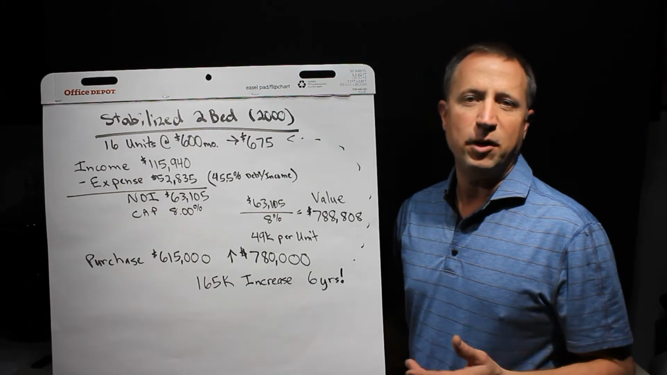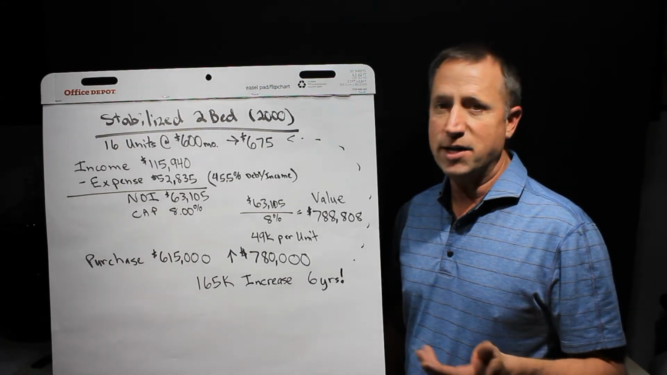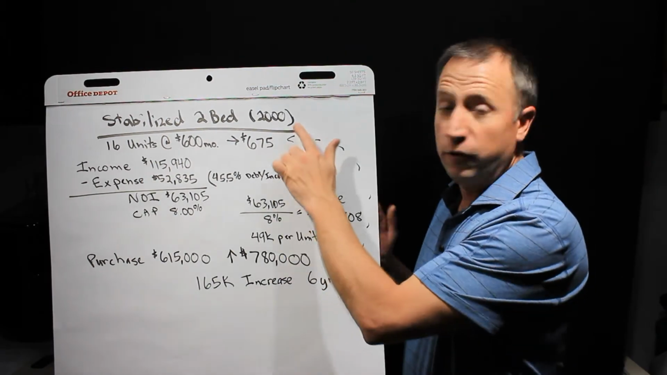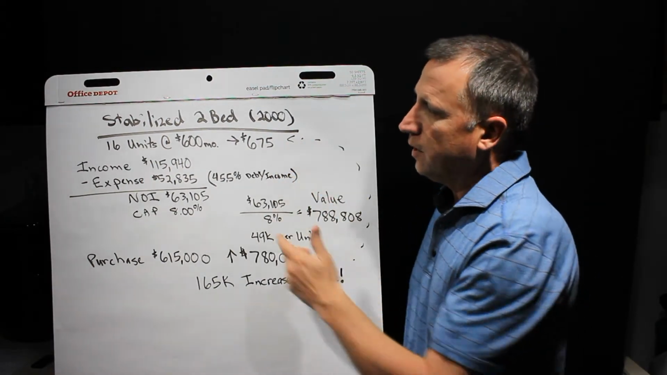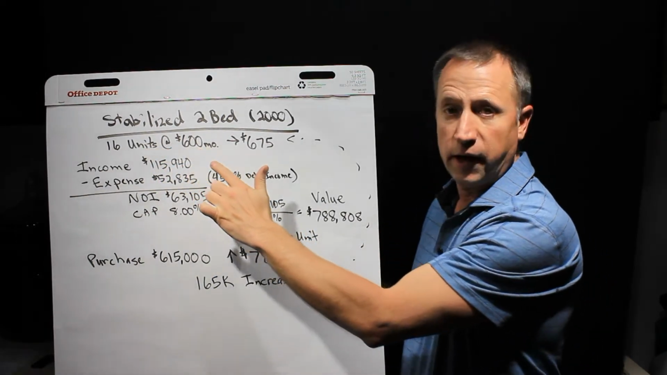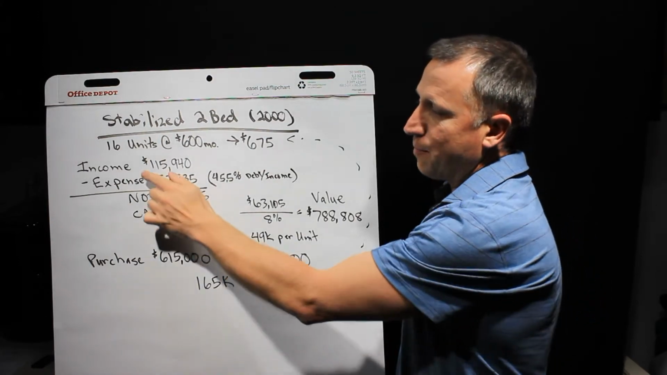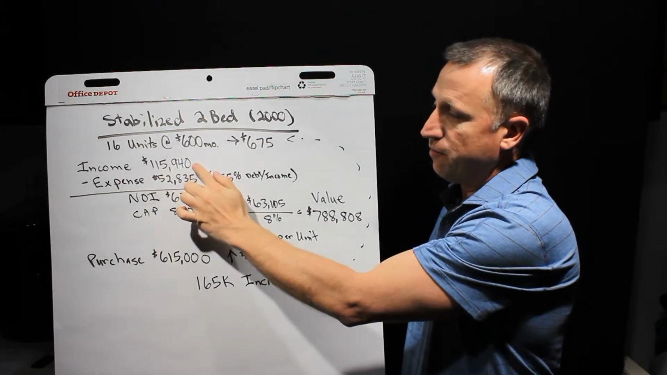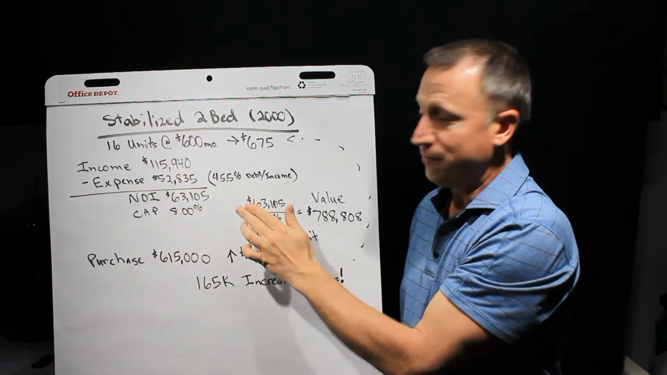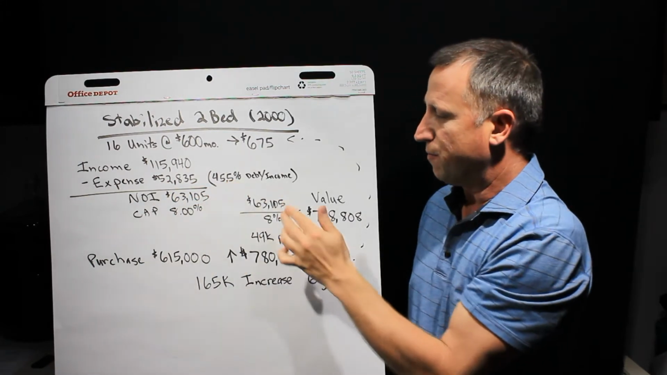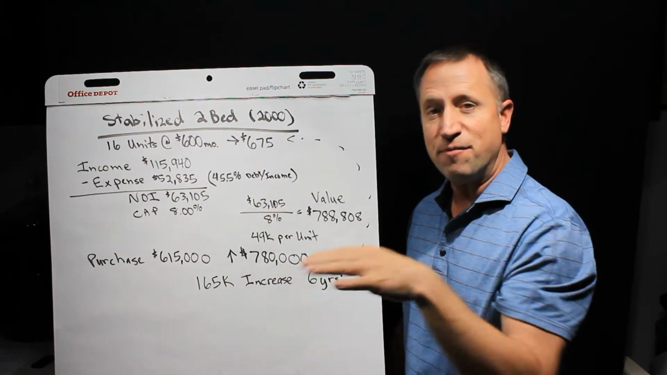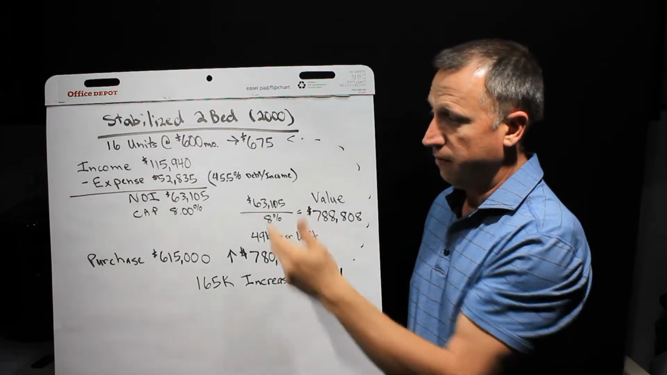So let's take a look at a stabilized 2-bedroom apartment complex that we bought 6 years ago. Again, it's a stabilized 2-bedroom unit built in 2000, so relatively new. It's got 16 units, and at the time of the appraisal, rents were $600. The yearly income on that property was $115,940. The expenses for the year were $52,835, or 45.4% debt-to-income ratio. You like to keep this ratio at 50% or below. So that's good. That's typical.